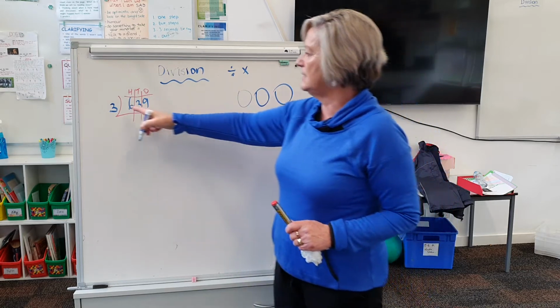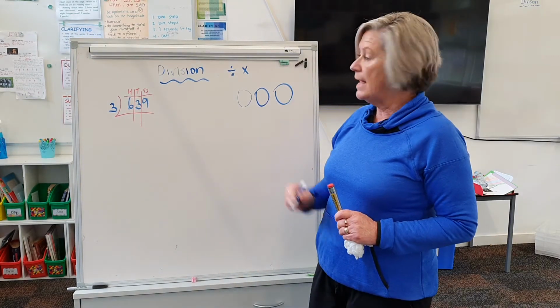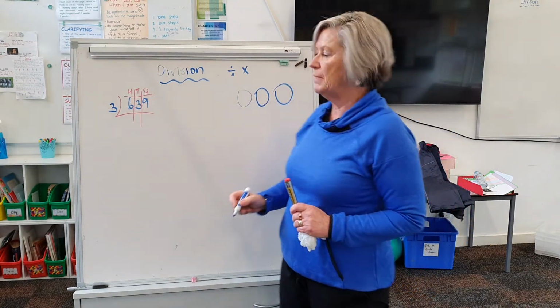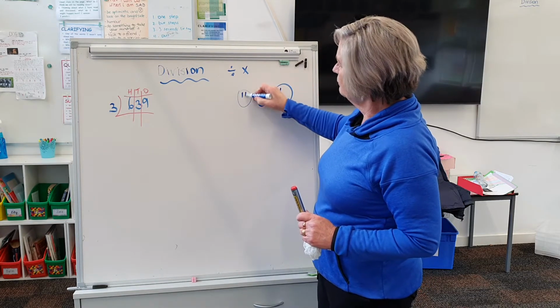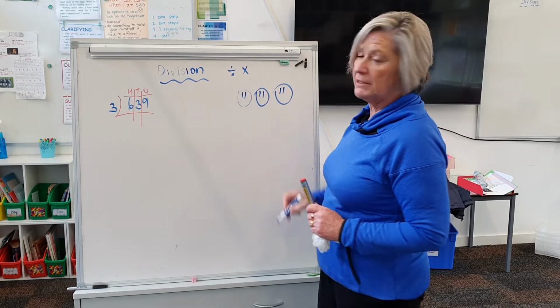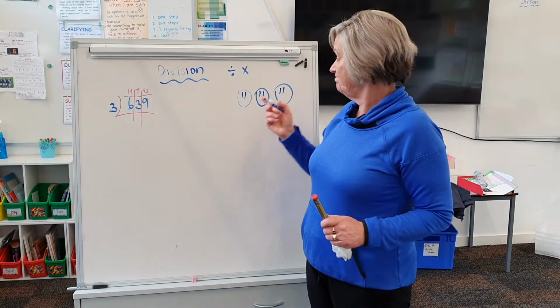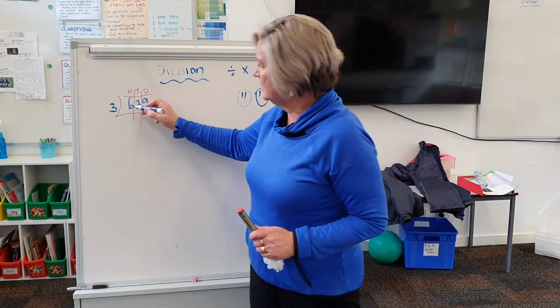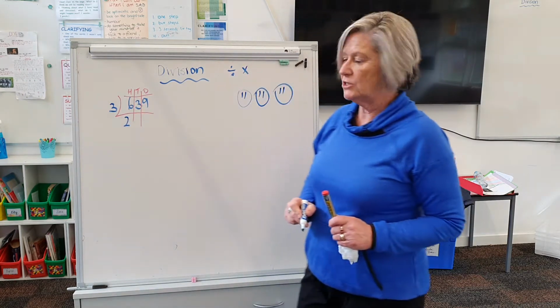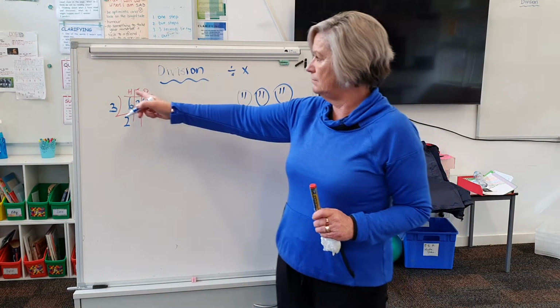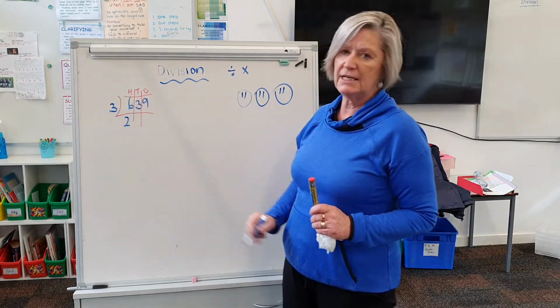So I've got 6 bundles of 100, and I want to share them between 3 people. 1 bundle, 2 bundles, 3 bundles, 4 bundles, 5 bundles, 6 bundles. So how many do they get each? 2. So 6 bundles of 100 shared between 3 people is that they get 2 each. Okay, we've done the hundreds column, let's move to the tens column.